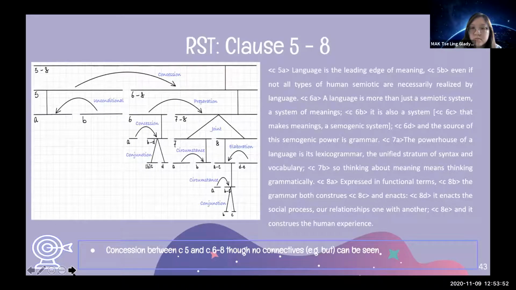So looking at clause 6 and clause 7 to 8, the former one prepares the readers to recognize the following discussion about thinking dramatically by telling the readers that grammar is what makes language capable of performing its function.